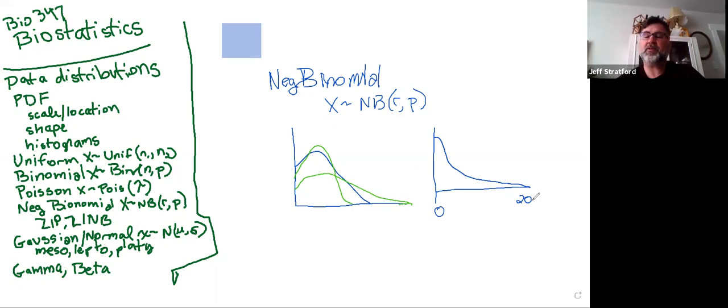I don't know how badly this hurts the turtles, but the negative binomial is used when you have more variation or less variation than you would expect with a Poisson. That's when you use negative binomial. Again, it deals with counts. It's not for continuous data.